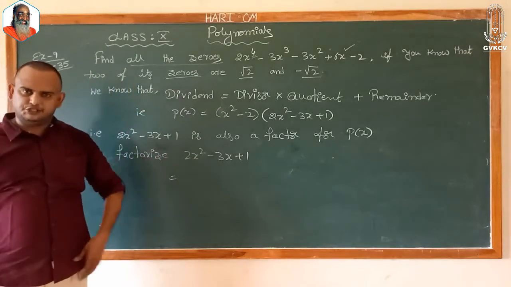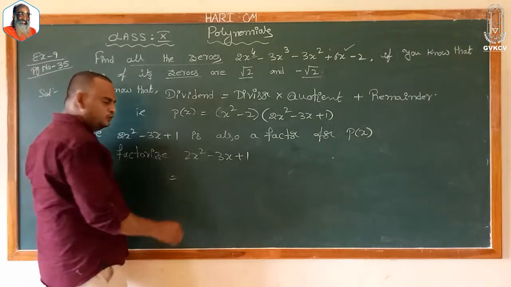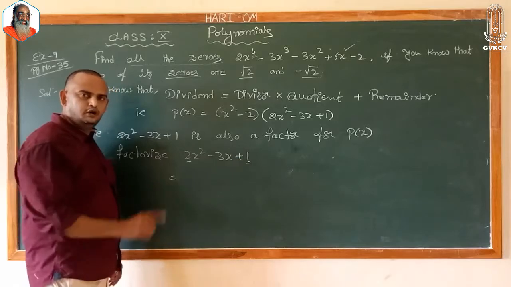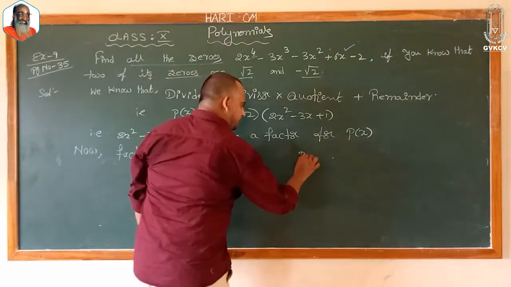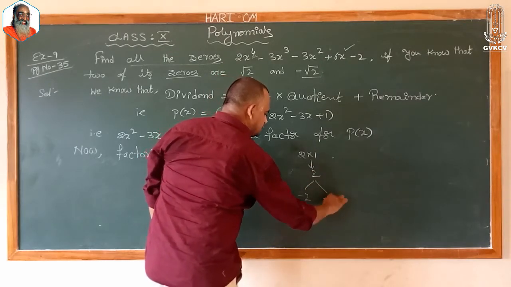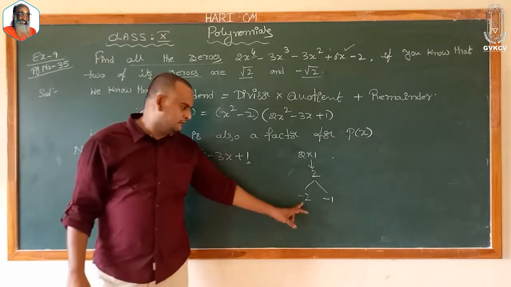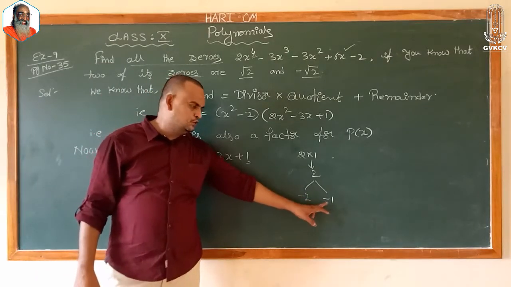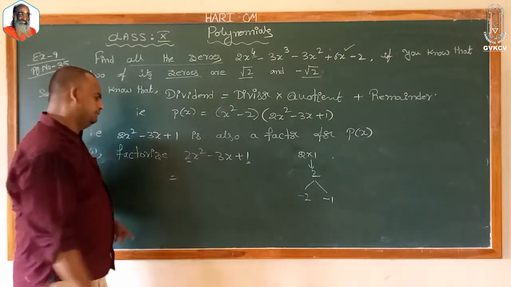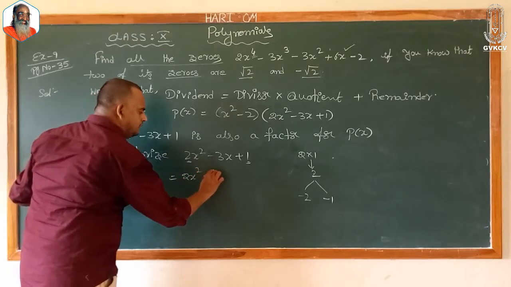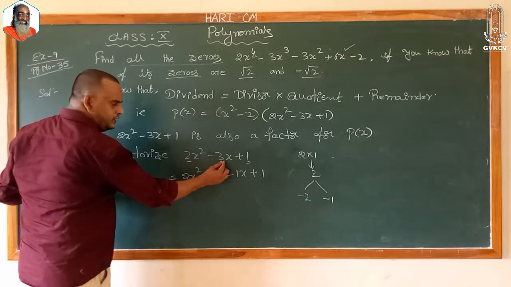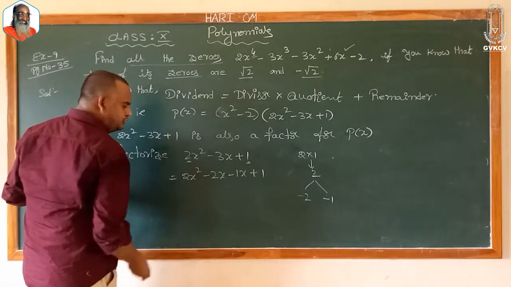Now let us go for factorization. How to factorize? As we know, here the x square coefficient is how much? 2. Here the constant is how much? 1. 2 ones are 2. The 2 again I can write as minus 2 into minus 1, so that minus into minus is plus, and 2 ones are 2. By adding minus 2 and minus 1, I can get minus 3. That is 2x square minus 2x minus 1x plus 1. This is the splitting method. We are splitting minus 3x into 2 terms.